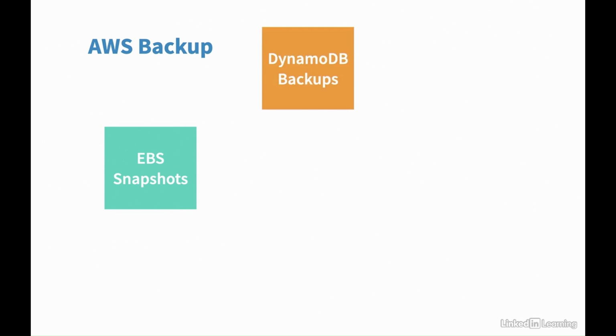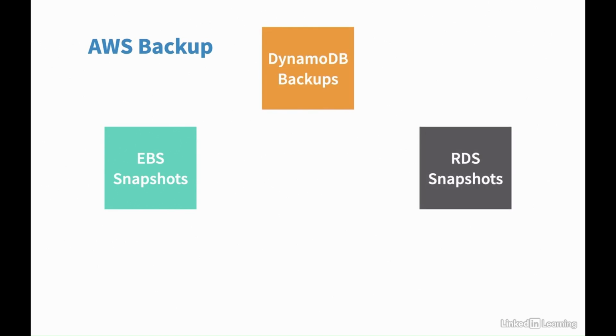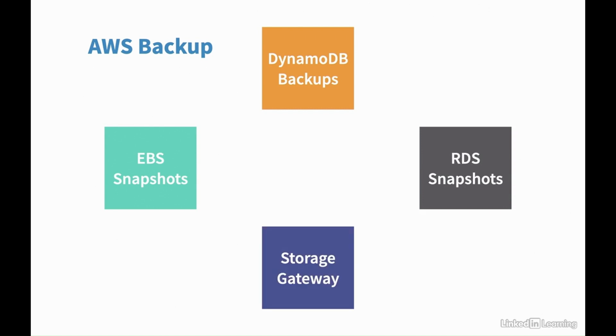So of course, it's important to have backups. That's why with every data storage service we've discussed in this course, we've touched on the subject of creating and restoring backups. For better or for worse, the method varies from service to service. EBS has snapshots, DynamoDB can be backed up to S3, RDS has its own snapshot capabilities, as does Storage Gateway.